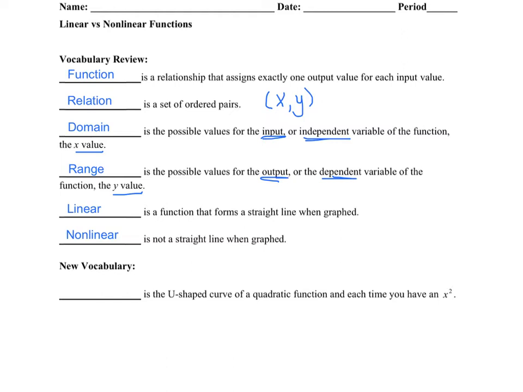Our next vocab term that we need to know is new. It's called a parabola. A parabola is a U-shaped curve of a quadratic function, and each time you have an x squared. So a parabola is a U-shaped curve. We'll look at some examples of parabolas later on in these notes. So now let's compare some graphs below.